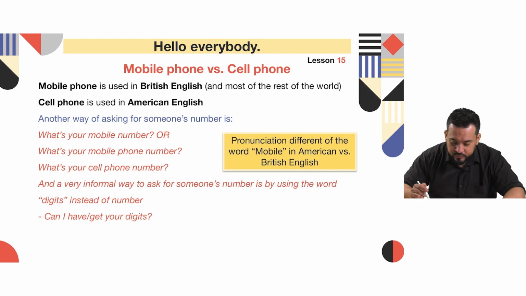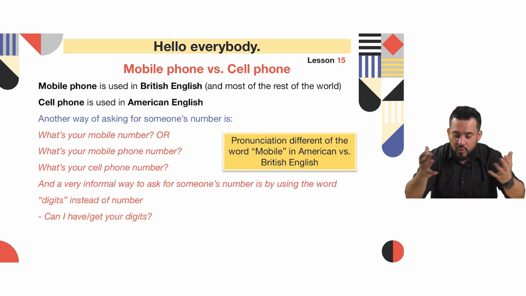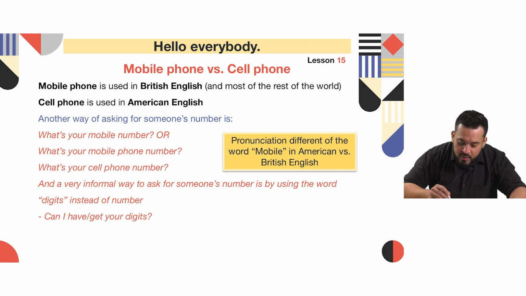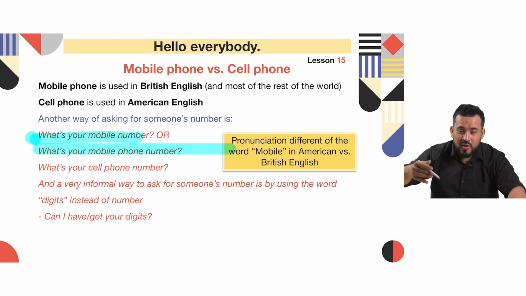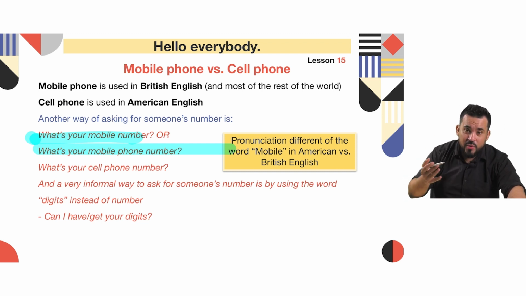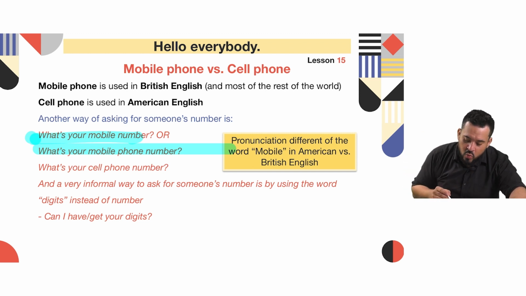First thing, mobile phone versus cell phone. Mobile is what they call it in England and pretty much the rest of the world. Cell phone is only in America. So cell phone and mobile phone are the same thing. Another way of asking is, what is your mobile number? Or what is your mobile phone number, which is a bit too long. Just say, what's your number? What's your phone number? But it's also correct if you say, what's your mobile phone number? What's your cell phone number?